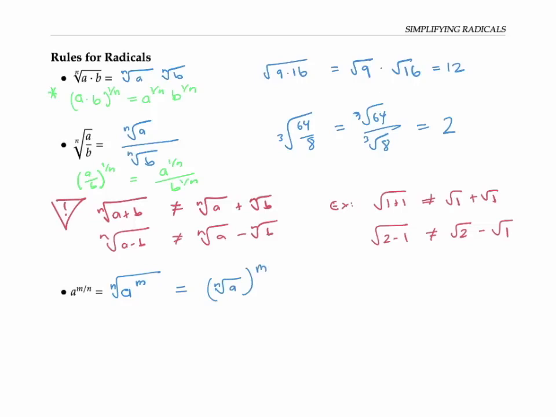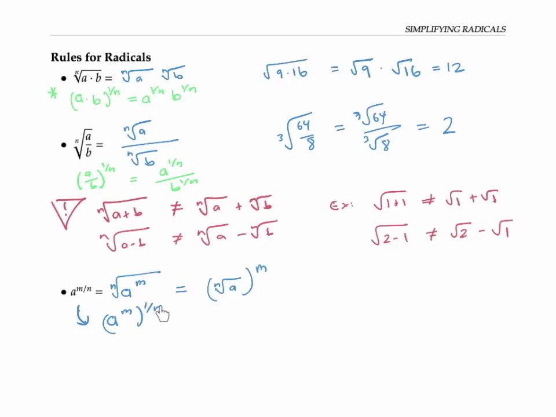To see why that's true, think about exponent rules. So a to the m over n is the same thing as a to the m taken to the 1 over nth power. That's because when we take a power to a power, we multiply exponents, and m times 1 over n is equal to m over n.